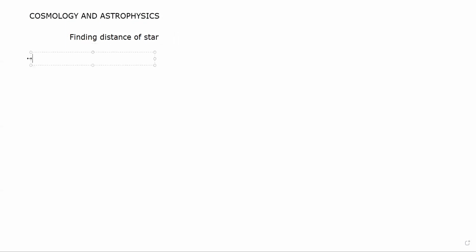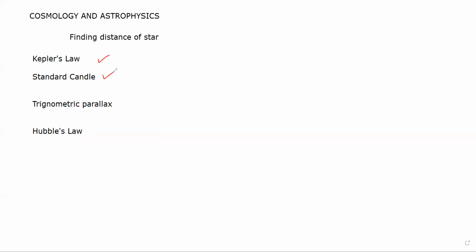So we can use Kepler's law that we discussed in the last session. We can also use standard candle. In a standard candle model, we'll assume that the star has a known luminosity, and its luminosity is inversely proportional to the distance. Using this idea, we find the distance between the star and the Earth. We can also use trigonometric parallax, or we can use Hubble's law to find the distance of the star. The Kepler and the standard candle we already discussed in the last session. Today we'll discuss the trigonometric parallax.